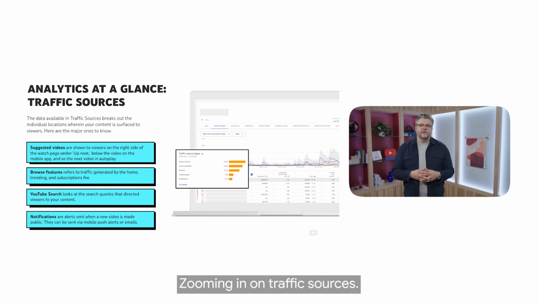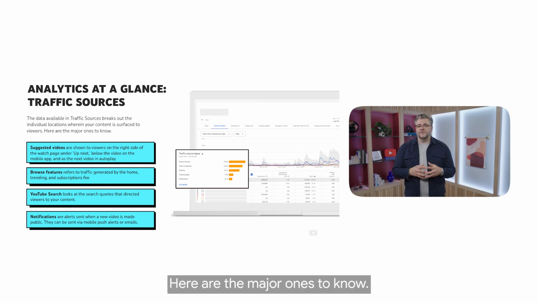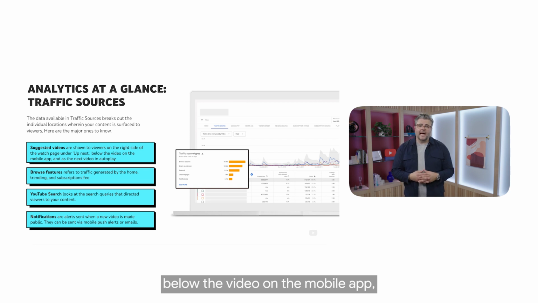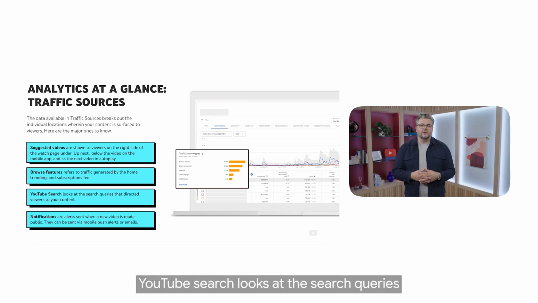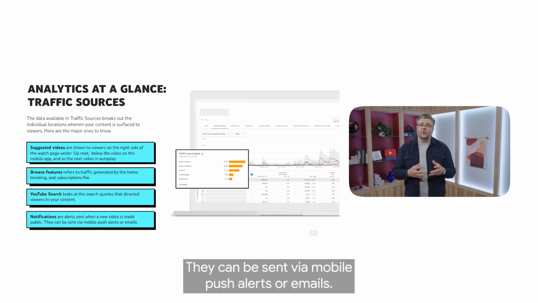Zooming in on traffic sources. The data available in traffic sources breaks out the individual locations wherein your content is surfaced to viewers. Here are the major ones to know. Suggested videos are shown to viewers on the right side of the watch page under Up Next, below the video on the mobile app, and as the next video in autoplay. Browse features refers to traffic generated by the home, trending, and subscription feed. YouTube search looks at the search queries that direct viewers to your content. And notifications are alerts sent when a new video is made public. They can be sent via mobile push alerts or emails.